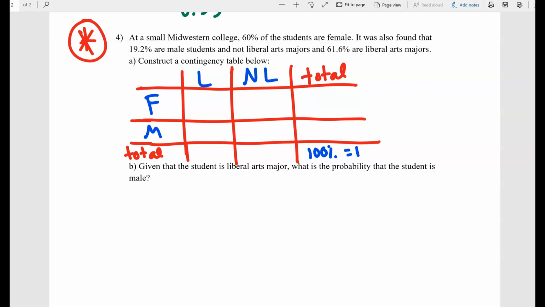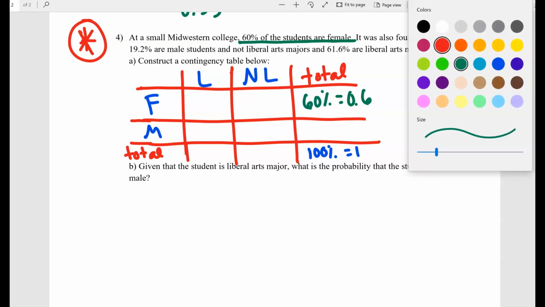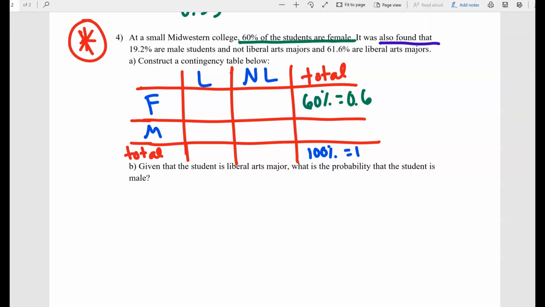So it says at a small Midwestern college, 60% of the students are female. So where's that 60% going to go? Here in the total. So 60% goes here, or you can write 0.6. Okay. So it was also found, let me write a different color, that 19.2% are male students and not liberal arts majors. Okay, so that 19.2% is going to be for male students, males is right here, and not liberal arts, which is going to be right here. So this is going to be this 19.2%, or you can just write 0.192. Okay, that's where that one's going to go.